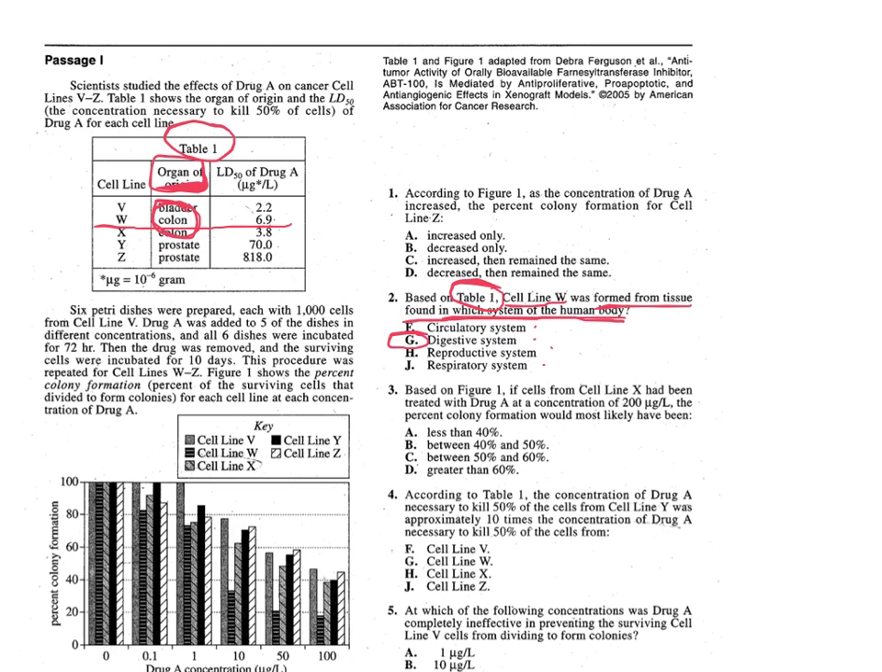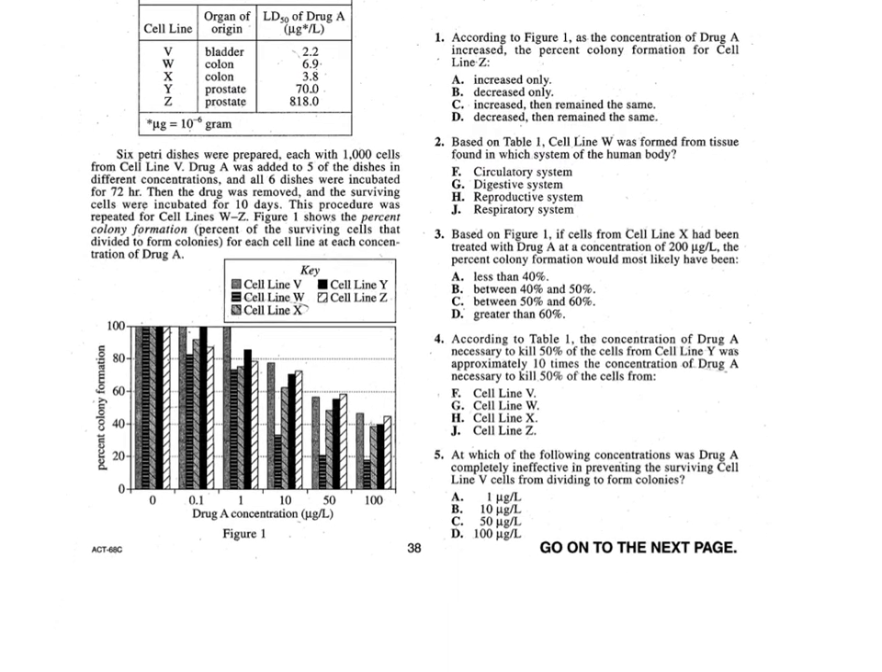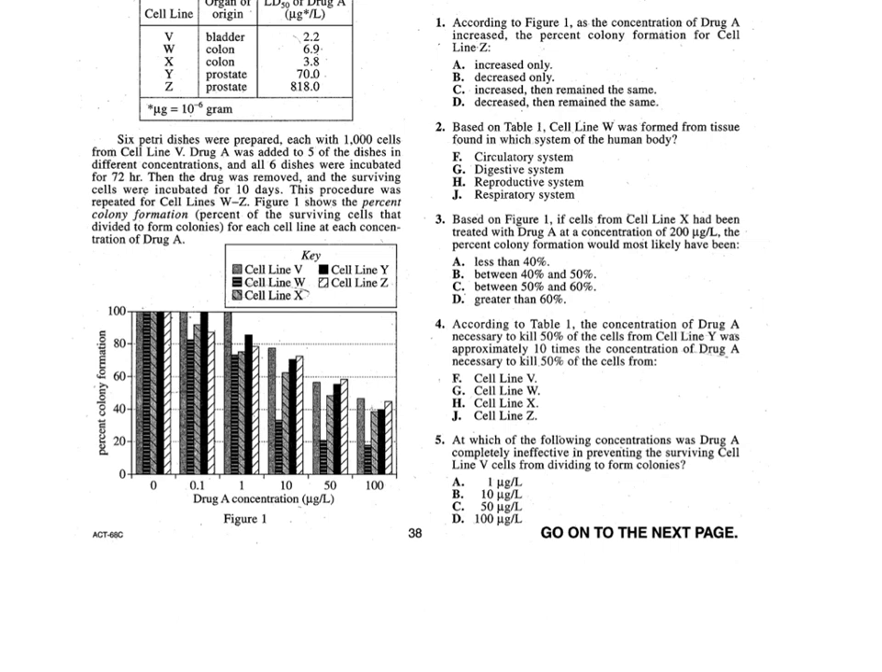On to question 3. Question 3 is asking, based on figure 1, if cells from cell line X had been treated with drug A at a concentration of 200 micrograms per liter, the percent colony formation would most likely have been. So we go back to figure 1, and we're looking at cell line X with a drug A concentration of 200, which is off the chart a little bit. I'm going to go ahead and write it in to the right.